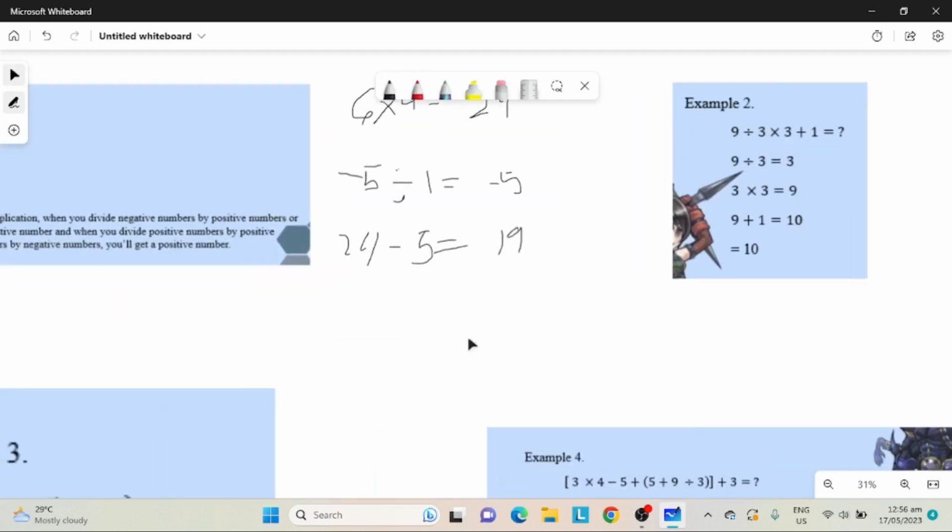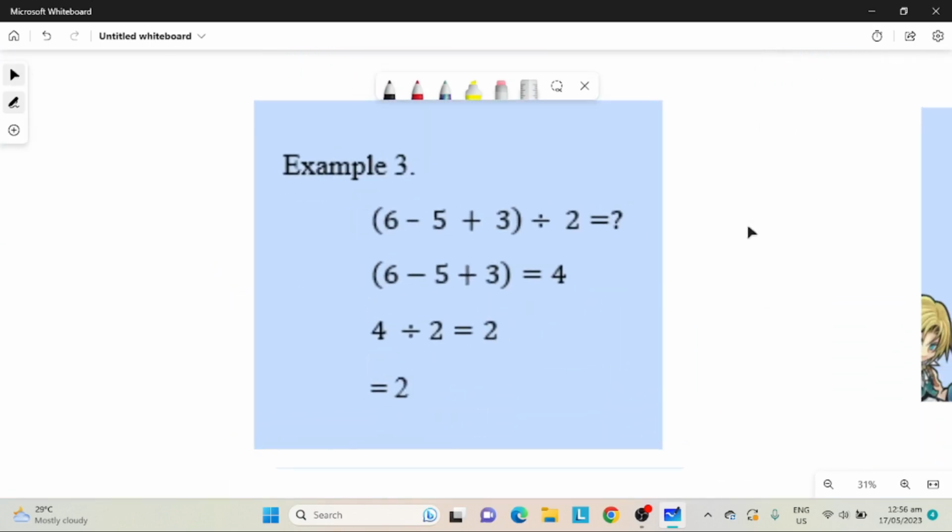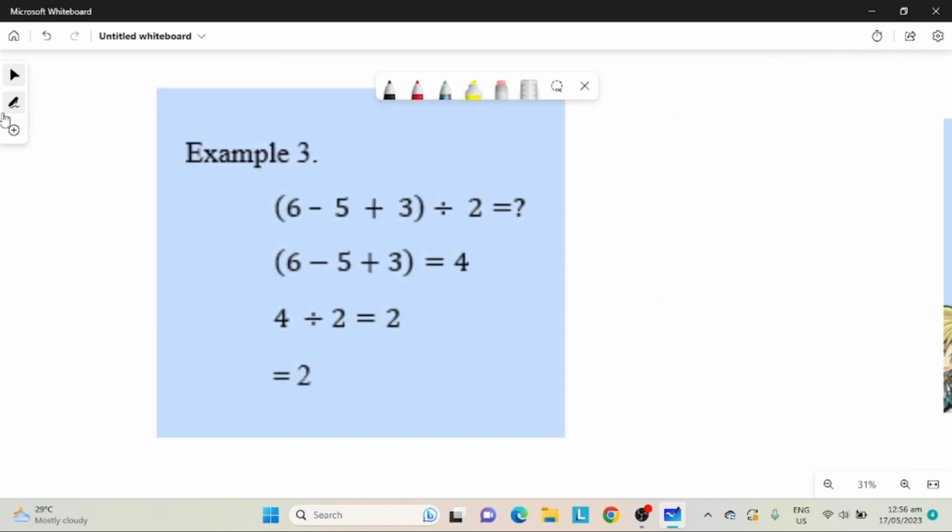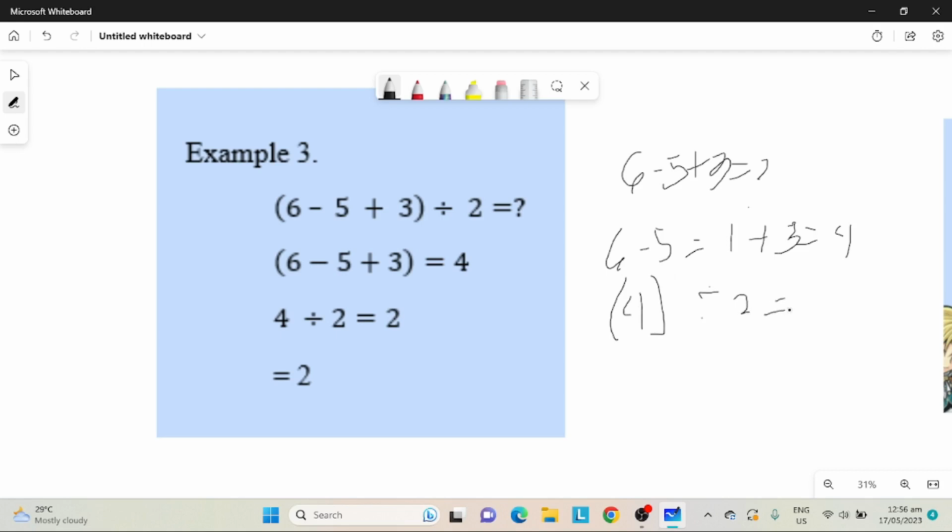Alright, let's move on to example number 3. In example number 3, we have the parenthesis. In the parenthesis, we have 6 minus 5 plus 3 divided by 2. Always do the parenthesis first before the set operation. So 6 minus 5 is equal to 1, then plus 3 is equal to 4.